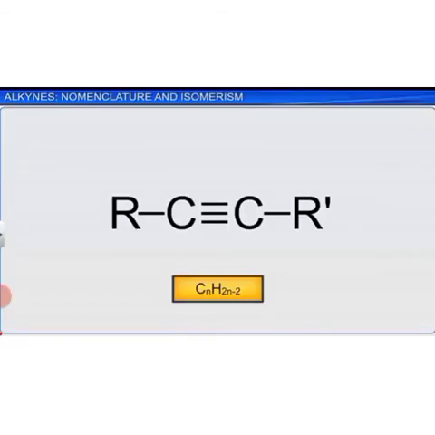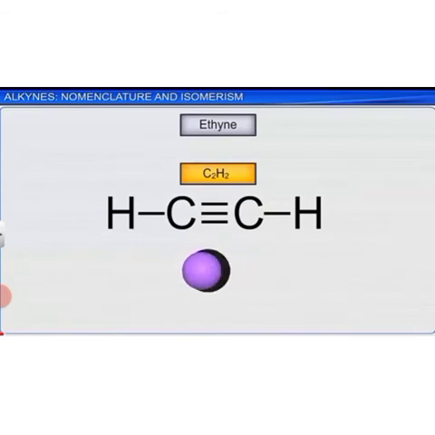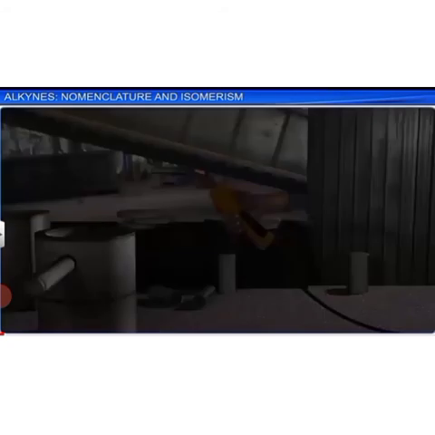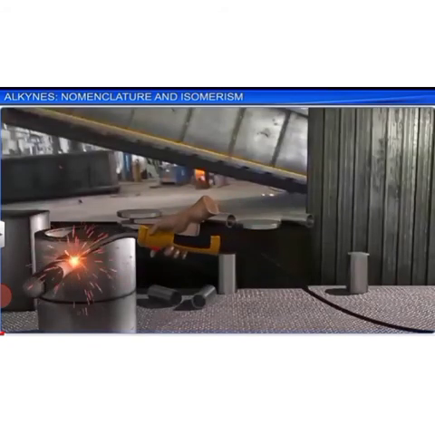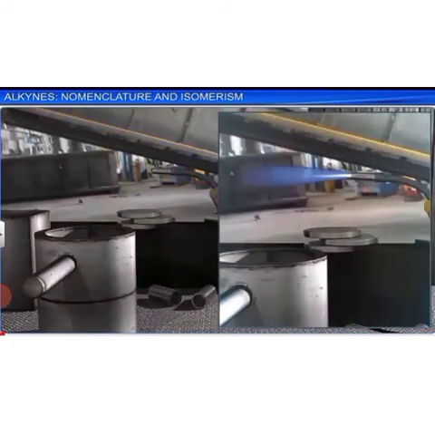CnH2n−2 is known as alkynes. Alkynes contain at least one triple bond between two carbon atoms. The first of the alkyne series is ethyne, with the chemical formula C2H2. Ethyne, also known as acetylene, is used for arc welding in combination with oxygen gas, which is known as oxyacetylene flame.